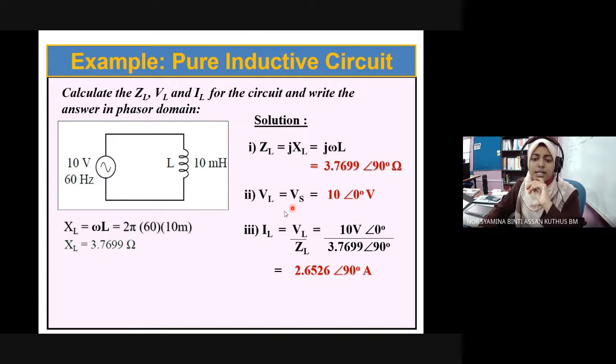Kalau usah sangat ingat, ini sebenarnya sama sahaja kalau dia adalah circuit yang ada R. So I is equal to V over R. So sekarang dia adalah circuit yang ada L. Dia tetap resistance kat bawah ni, cuma dia adalah impedance of inductor lah. So I equal to VL over ZL. So yang ni pun kena ingat.